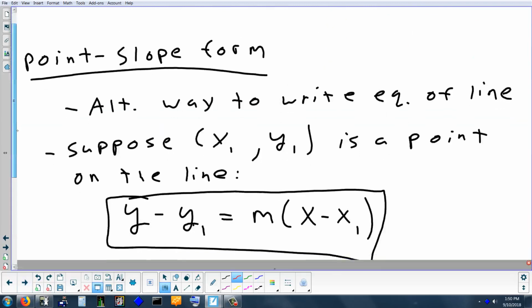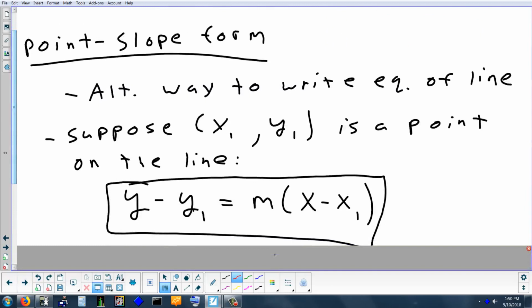Point-slope form is another way to write the equation of a line. I don't really use it a ton, but you can. So if you have a problem where they give you a point and a slope, you could fill it into this formula and use that. I tend to use y equals mx plus b for everything. That's how I do it. But if you want to use point-slope, you can use that as well.